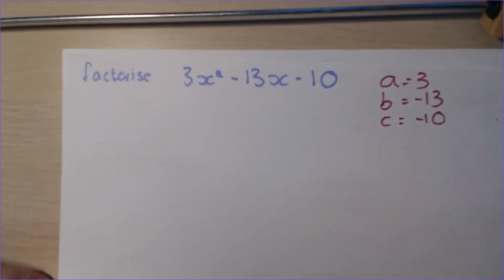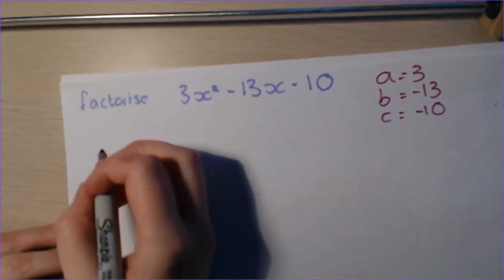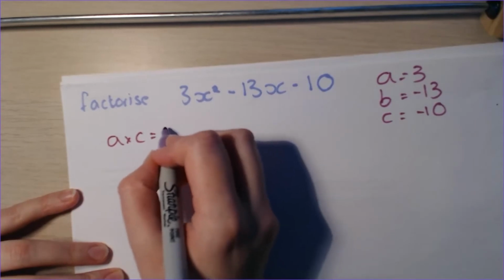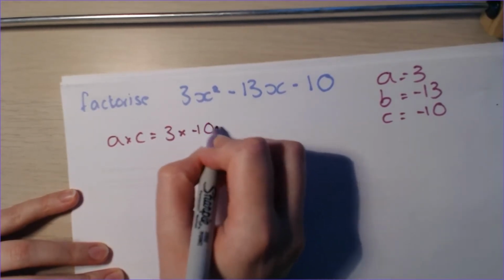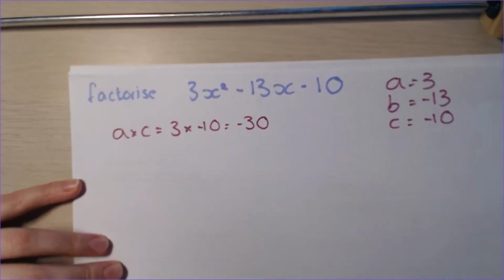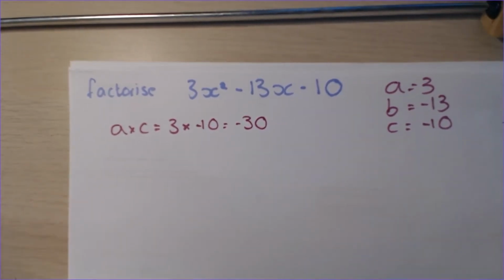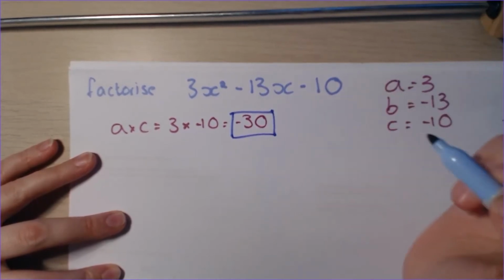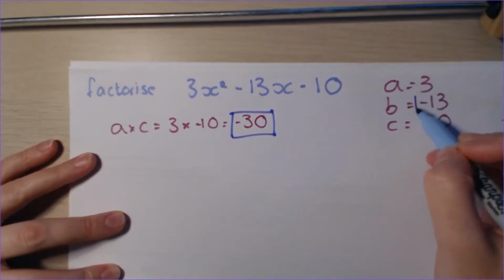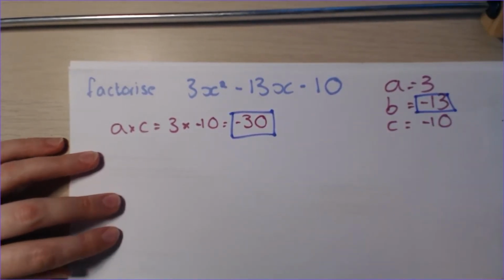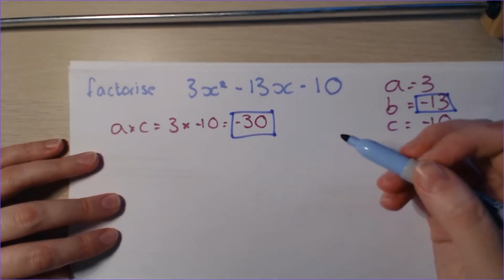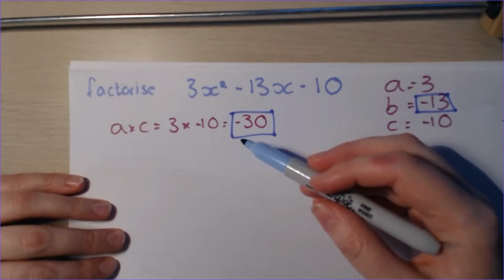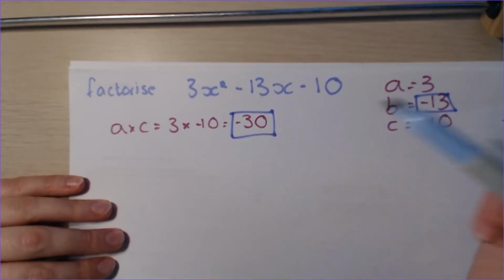That's absolutely fine. So we're going to do a multiplied by c, which is 3 multiplied by negative 10, which is negative 30. So this time we're looking for two numbers which multiply to give us negative 30, but add to give negative 13. Of course we're going to have to deal with some negatives here. And this is where it gets a little bit trickier. But you guys can do this. I've got no worries that you can do this.